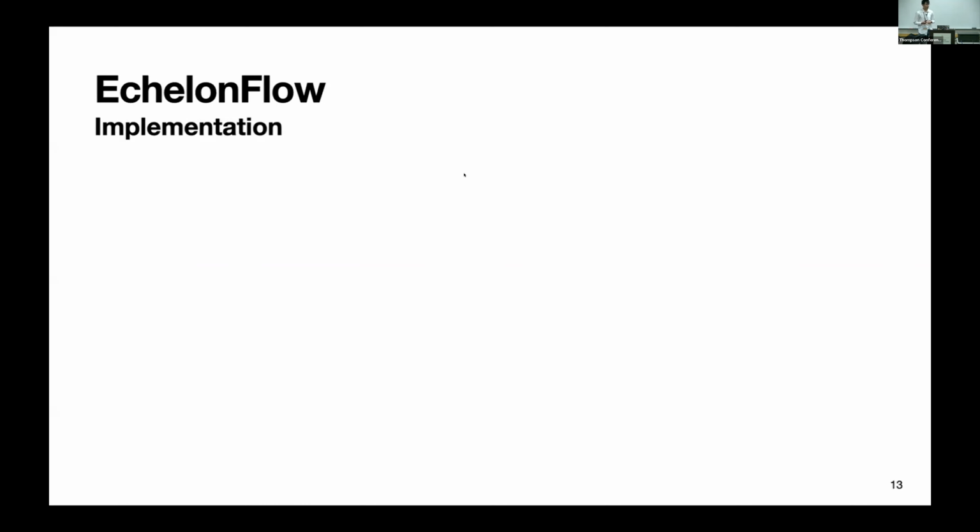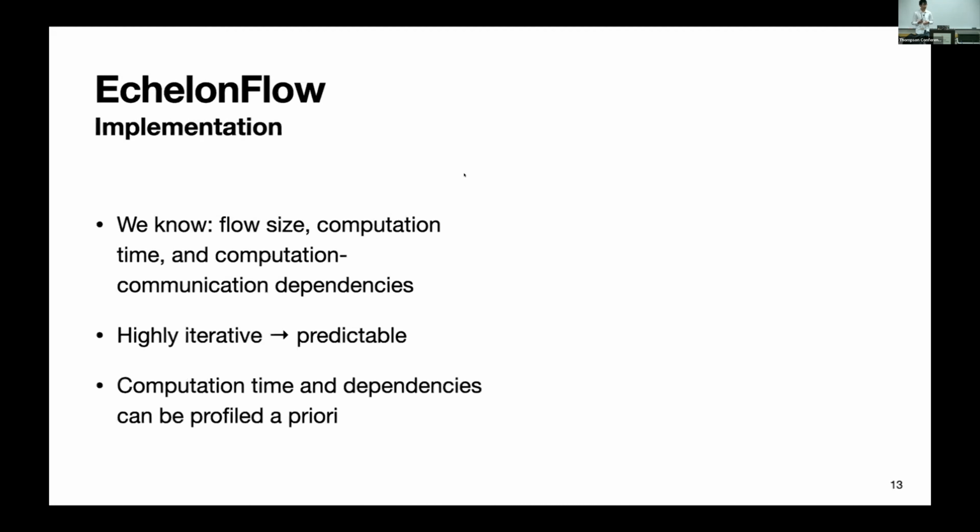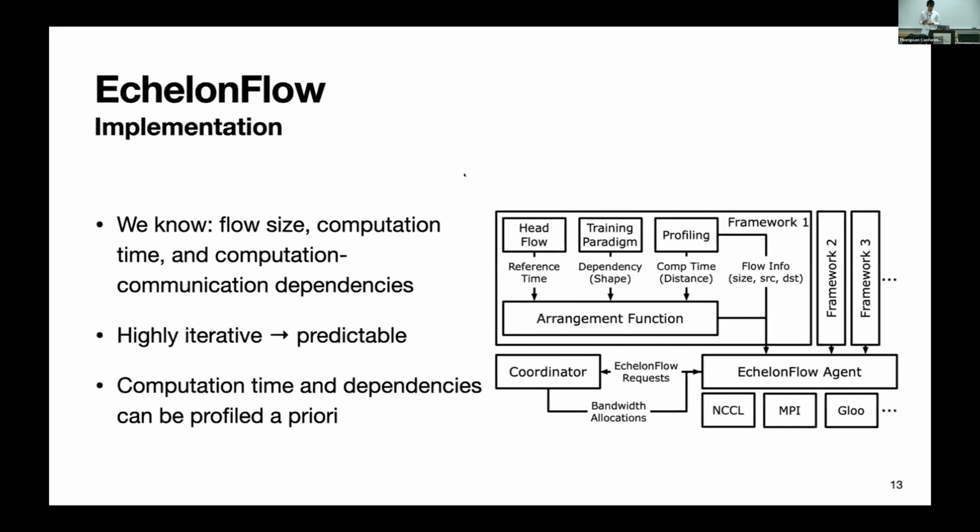So a natural question to ask is, how is flow scheduling for machine learning possible? Our abstraction assumes prior knowledge on the flow size, computation time, and computation communication dependencies, because deep learning training is a highly iterative process, and is predictable in the sense that the GPU computation time can be profiled, and the flow size and dependencies are fixed across iterations. Therefore, in an actual system, we can use profiling to obtain this information required to formulate an echelon flow a priori. Please see our paper for a more detailed sketch of our envisioned system.